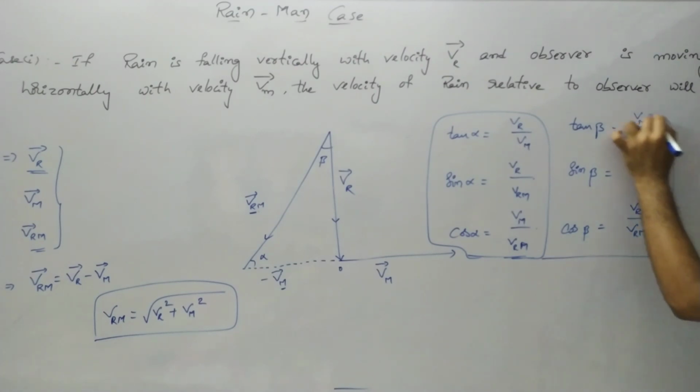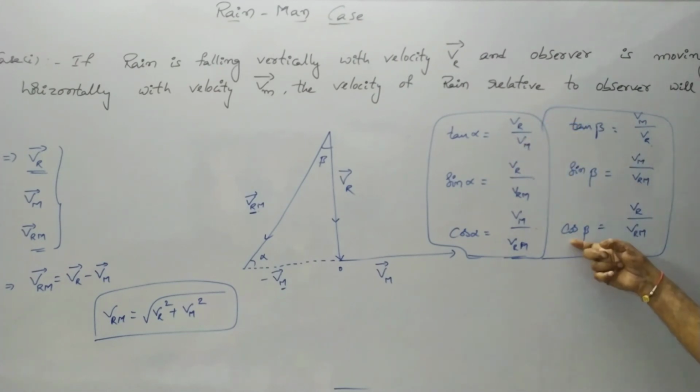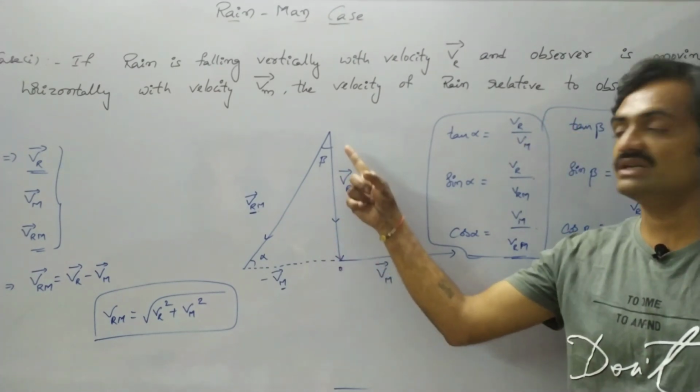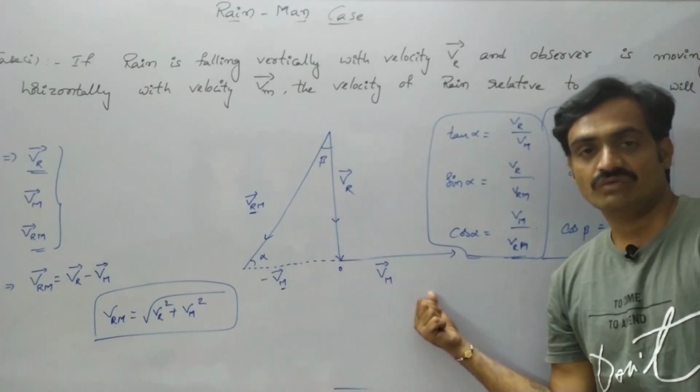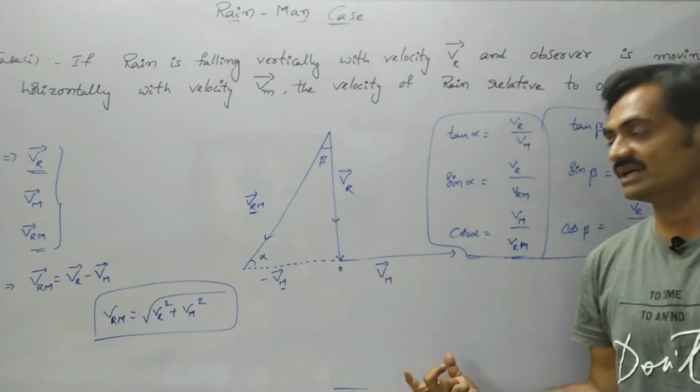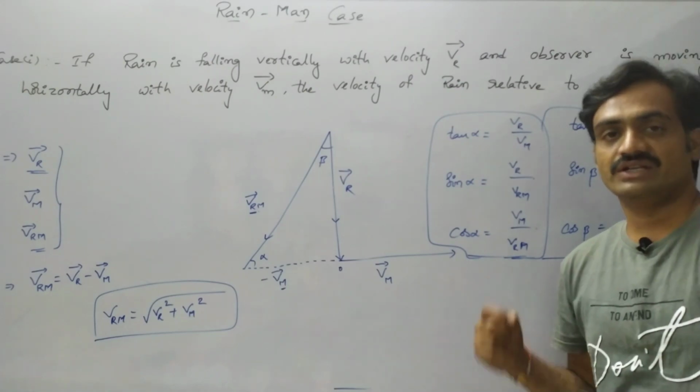So based on that, we can find with which angle the man should hold the umbrella so that he may not get wet when he is walking in the forward direction on a horizontal path. Take a screenshot, we will continue.